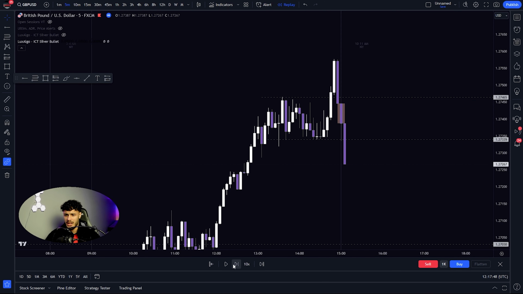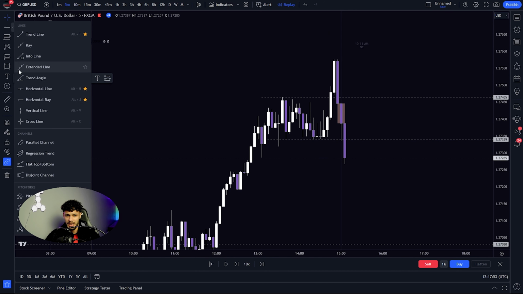A lot of people straight away are looking at this buy. We get a change of character right here, and they're looking at the sell, sorry. And what they'll look for is this.